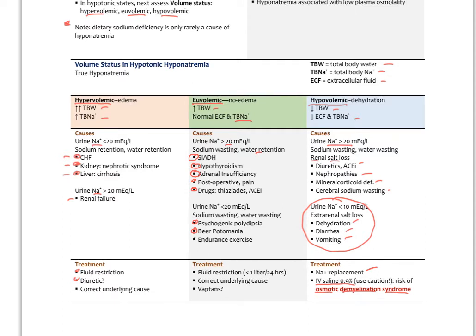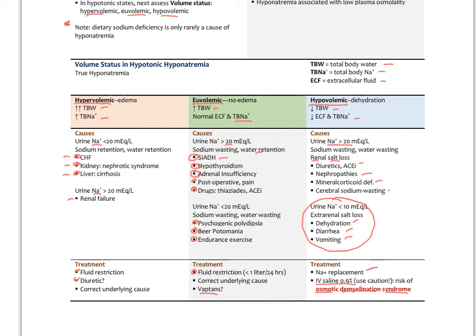And then severe, very high endurance exercise, like marathon runners, could get euvolemic hyponatremia. The treatment here would be fluid restriction, so they get less than a liter in 24 hours, try to correct the underlying cause, and then maybe use those vaptan diuretics, which block the effects of ADH in the kidneys if they're having SIADH. You wouldn't use those for the other reasons here.